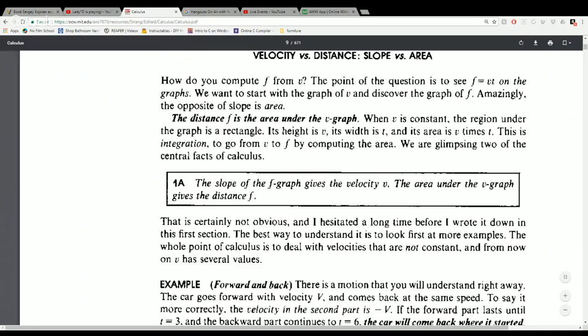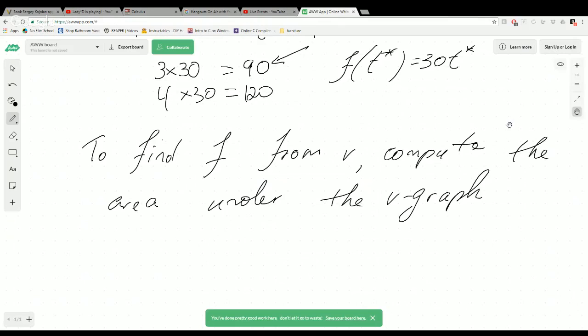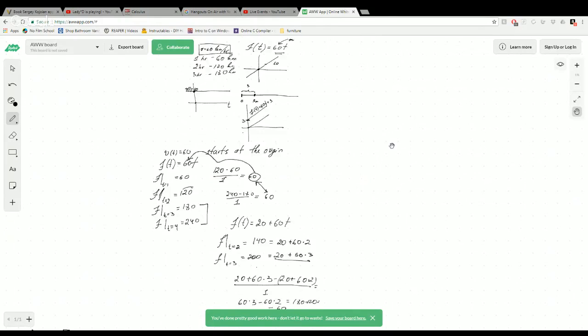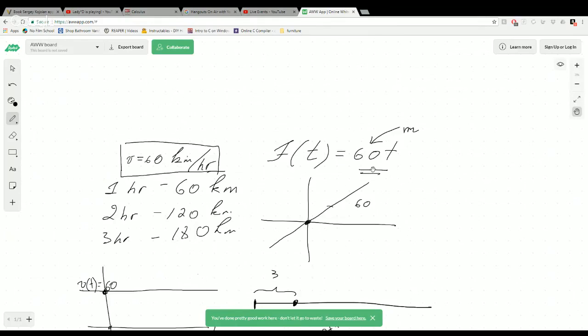Now the other way. The slope of the f graph gives the velocity, the v function. This is the crucial relationship. The slope of f gives me v. The area under v gives me f. The area under v we just saw: we had the v, we looked at the area, we got f. And over here, we had f, we looked at the slope, and we got v, 60.